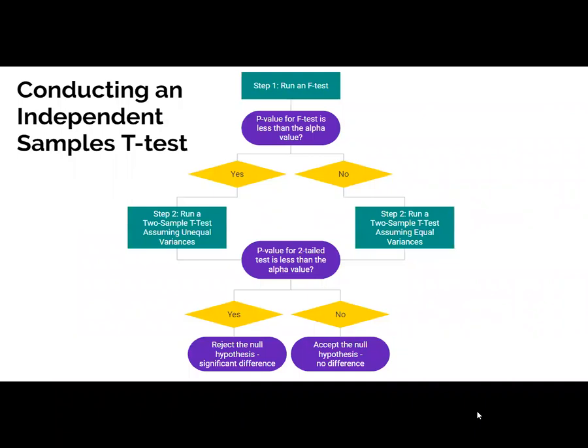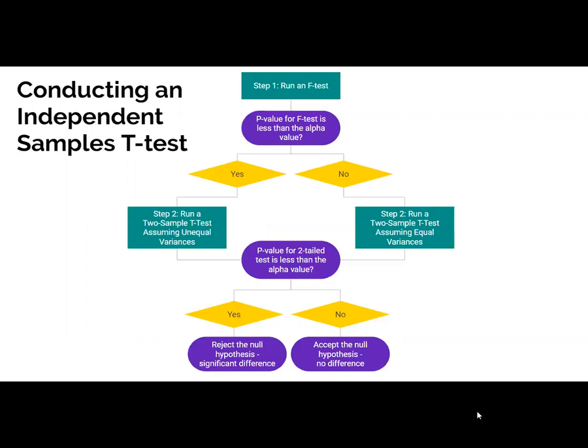So I have a flow chart here, if you're a flow chart type person, of what exactly to do, what the steps are to conduct the two-sample t-test, and we'll go through it. Step 1 is to run the f-test. What you're checking for is, in purple, that the p-value of the f-test is less than the alpha value. If it is, you take the path on the left. If it's not, take the path on the right. So basically, if it is, you run a t-test assuming unequal variances. If it's not, equal variances.